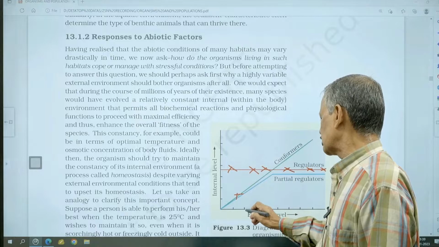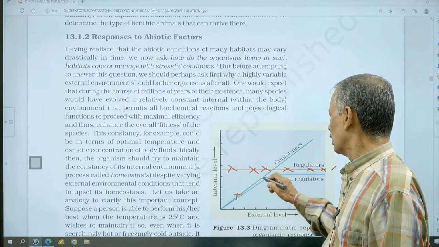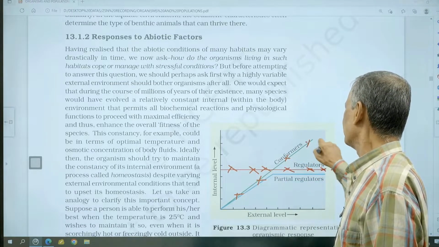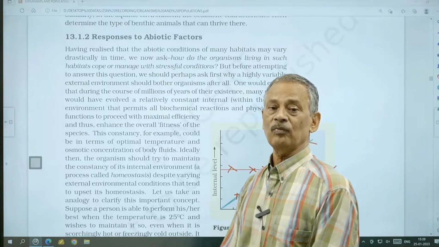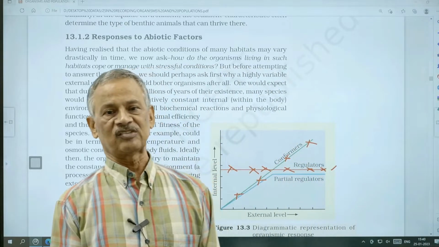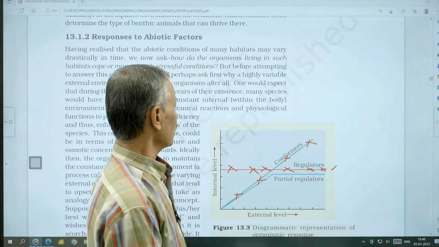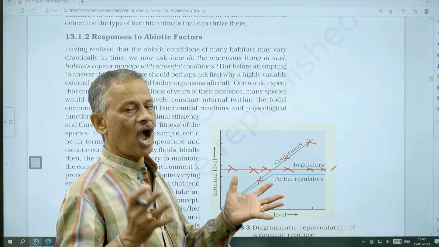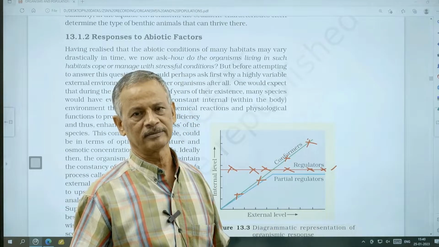If the external level is very small, the internal level is also small. And if the external level is high, the internal condition is also high. Thus, there is no constancy of internal conditions. Their metabolic rate goes on changing. Such organisms are called conformers. They simply change according to the changes in the surroundings. That is the meaning of conforming. Okay.